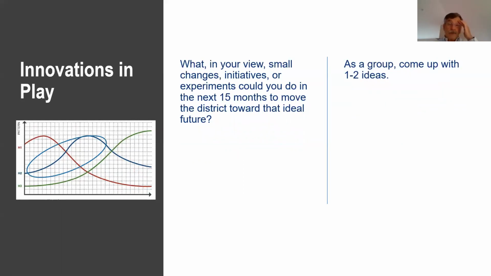And then in the last piece, we need to look at this chart. And what, in your view, are some small changes and initiatives that over the next year you could incrementally move your system? And that's where you put it in here. These are things where we could start to implement small things that are out there in the future, but that we can begin to try for 15 months, 12 months, whatever it is, and see how they do in our system.